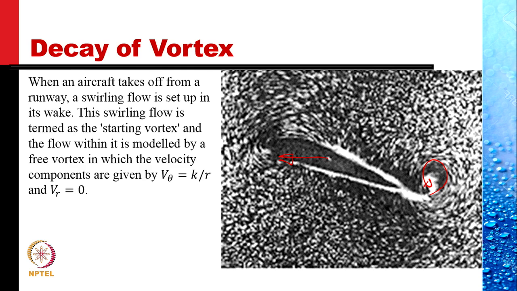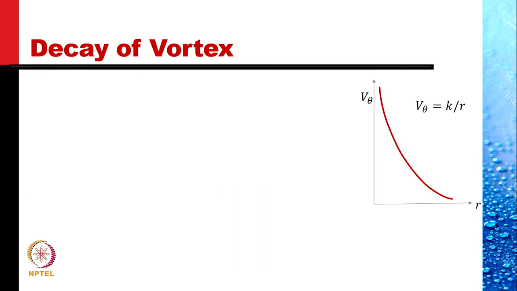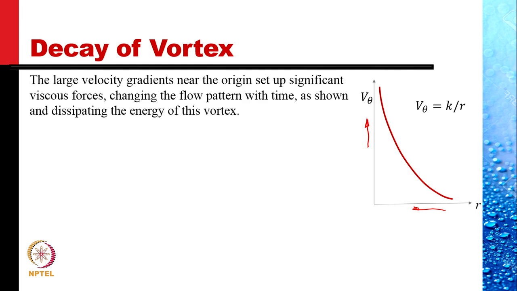This swirling flow, as I said, is termed as a starting vortex, and the flow within it is modeled by a free vortex in which the velocity components are given by V theta is equal to K by R and VR is equal to 0. No radial velocity, and the tangential velocity varies inversely with radius. Small far away, and increasing as you move towards the center of the vortex. This is the kind of tangential velocity profile that we get. As R decreases, the velocity increases. The large velocity gradients near the origin set up significant viscous forces, changing the flow pattern with time.